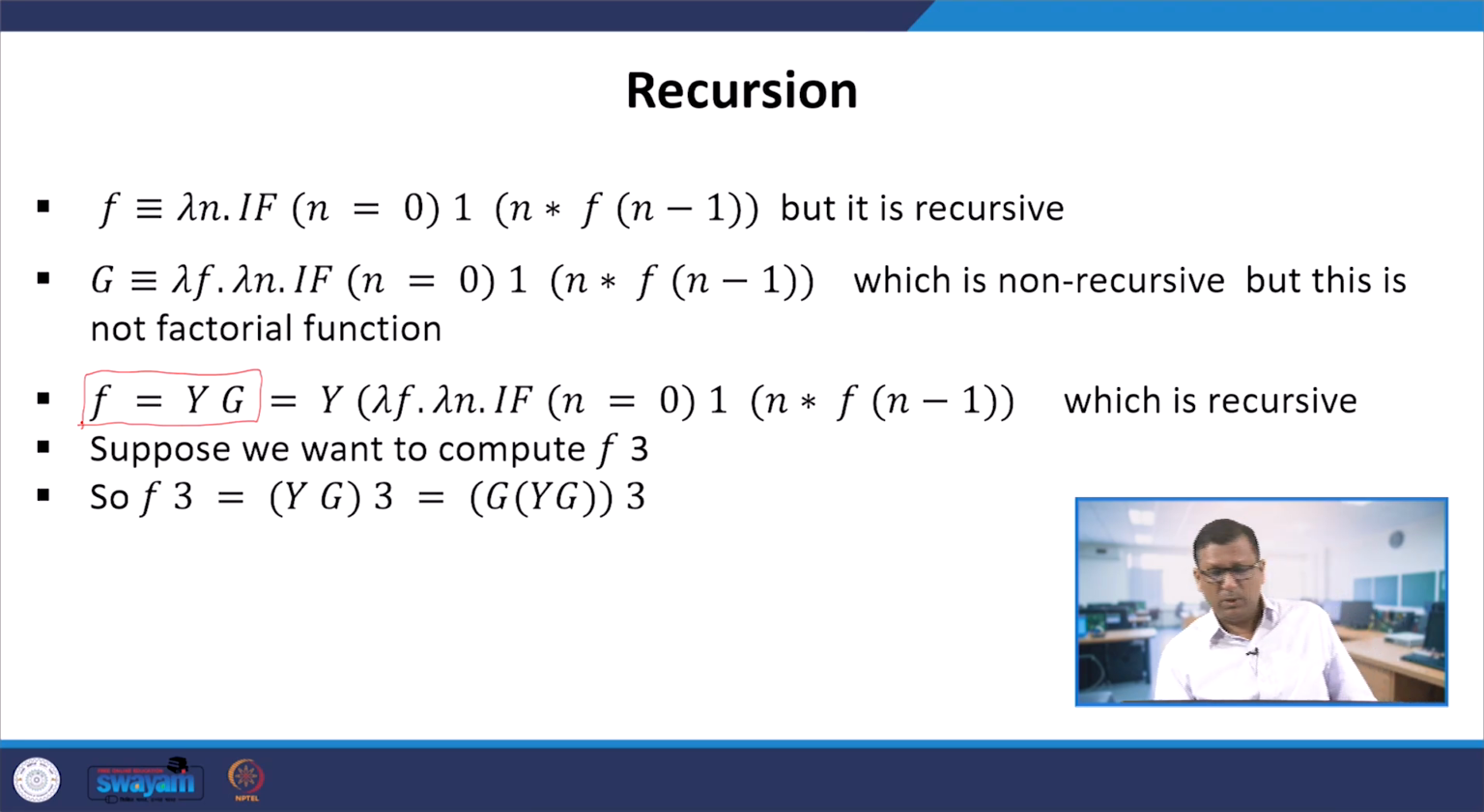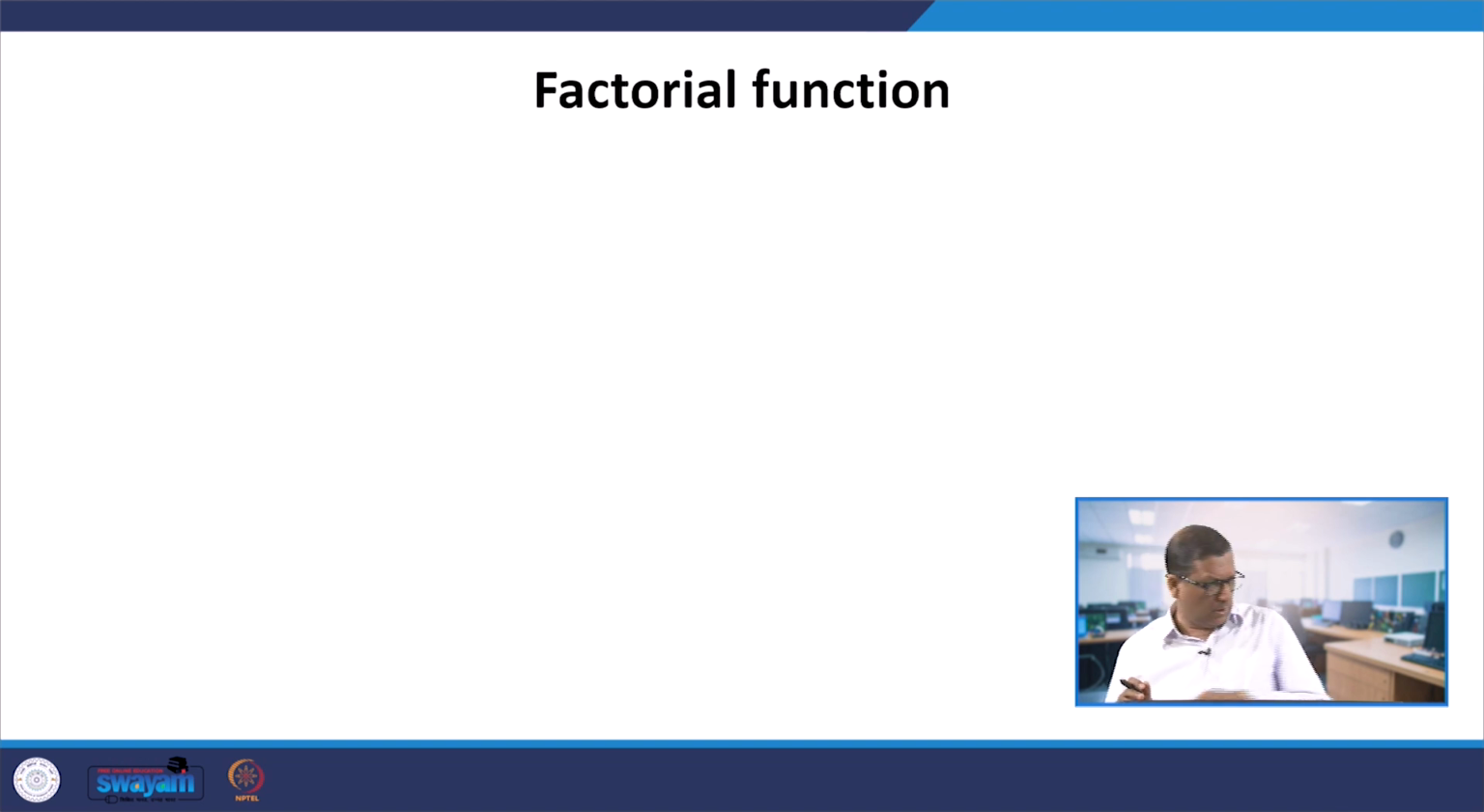Now we want to compute f of 3, factorial of 3. That means f of 3 means Yg of 3, that is g(Yg) of 3. This computation we want to see. So factorial 3 should give us 6. So let us see the working out or the computation of this one. We will work those out in detail.